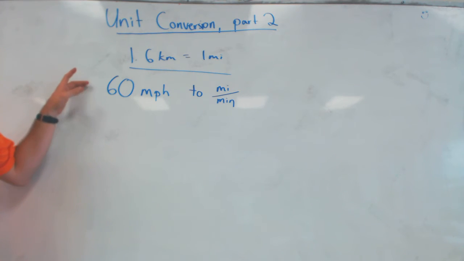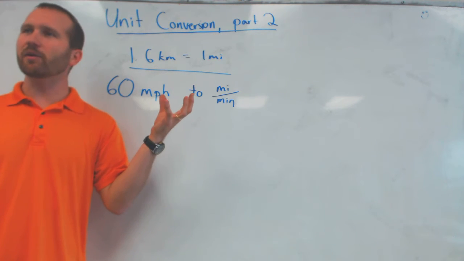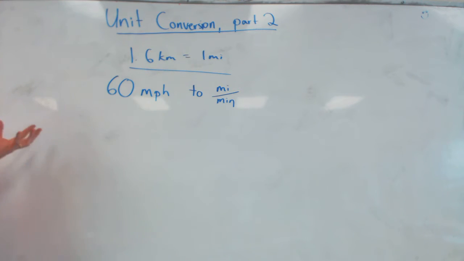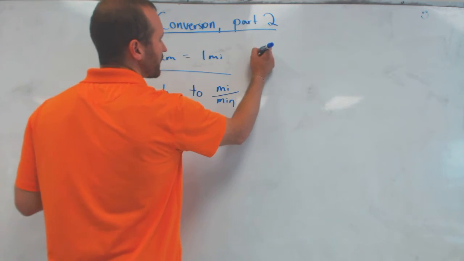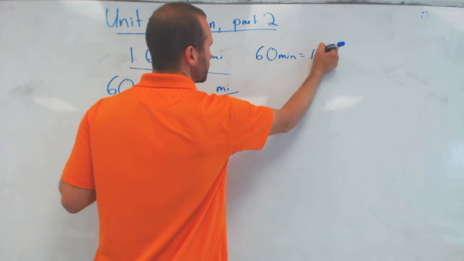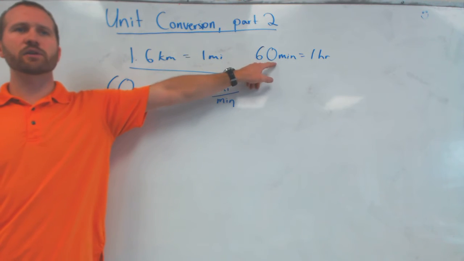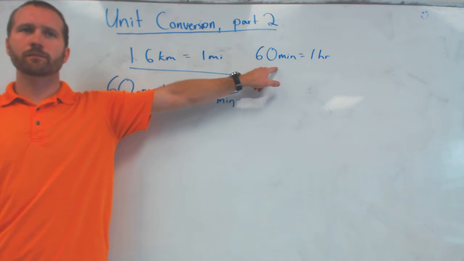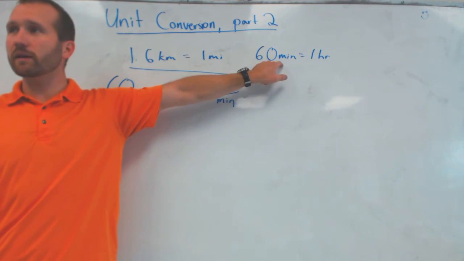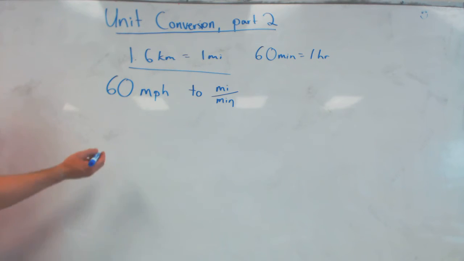But this is one of those ones where some of you are probably going, wait, that makes sense, I know that, but let's figure out how we set it up. The conversion factor you're going to need is that 60 minutes equals 1 hour. We'll need this conversion factor. So make sure you have all this down in your notes.